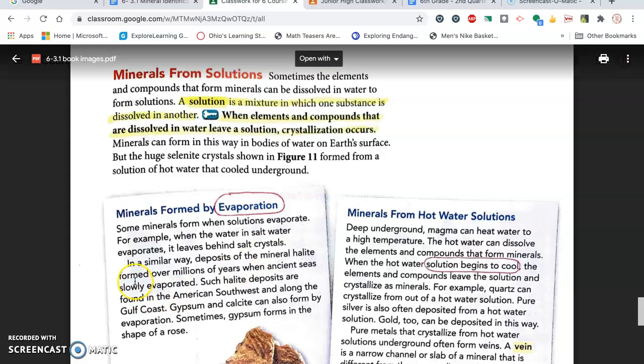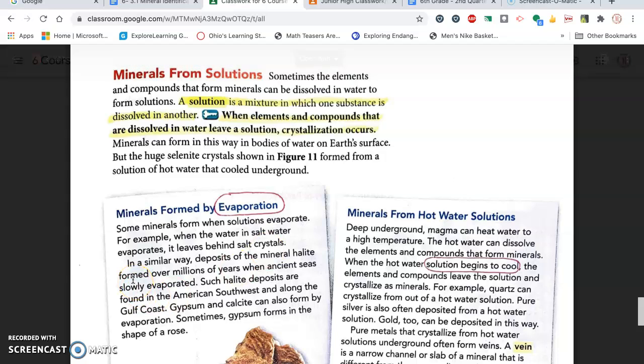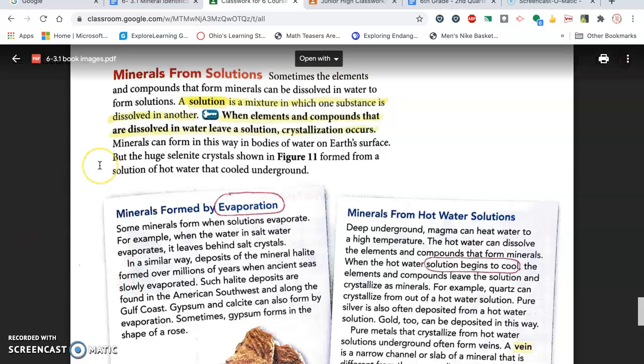So what is a solution? A solution is a mixture in which one substance is dissolved in another substance. In our example we just talked about, the salt is being dissolved in the water. When elements and compounds that are dissolved in water leave that solution, crystallization occurs and a crystal grows.